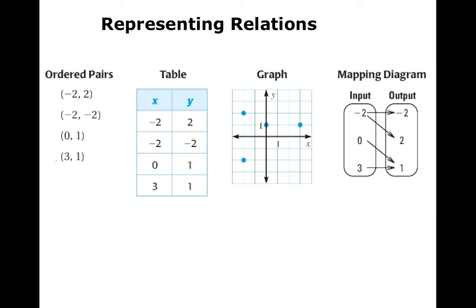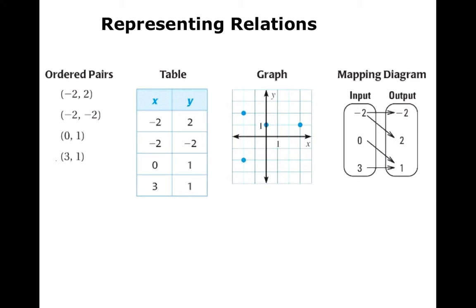The second way to represent relations is through a table. Here we have an xy table. So the values are exactly the same as you see in the ordered pairs. The coordinates are now in a table format. Another way to represent relations is through a graph. Again, we've taken the same 4 pairs of points and plotted them on this graph.